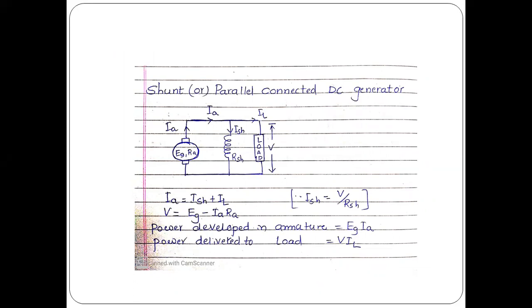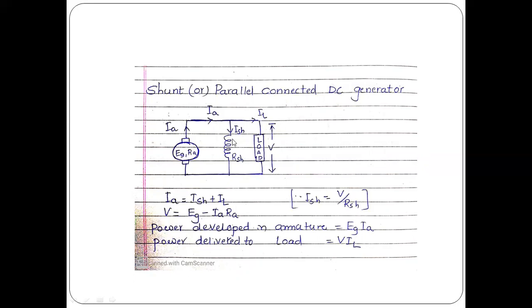Armature, field and load, all three are connected in parallel. So observe the current flow in that. Current flow in the armature is IA. Current flowing in the shunt connected field, RSH, is the resistance of the field winding. Current flowing through that is ISH, and current flowing through the load is IL.